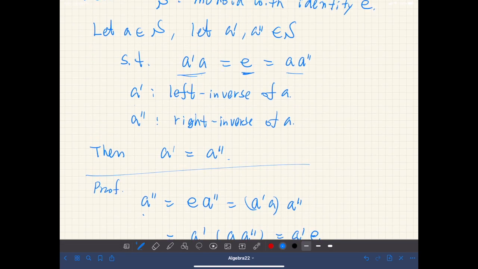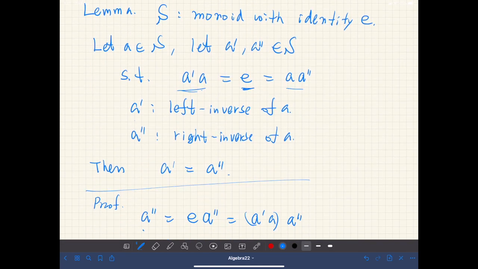One thing to note about this lemma is that this A is just some element, okay? So we are not saying that this holds for any element of S. So there may be some elements of S such that there are no corresponding left or right inverses of that element. Okay, but we are saying if there are, for some element A of S, such elements as A prime or A double prime behaving like this, then they must be the same. That's what this says.